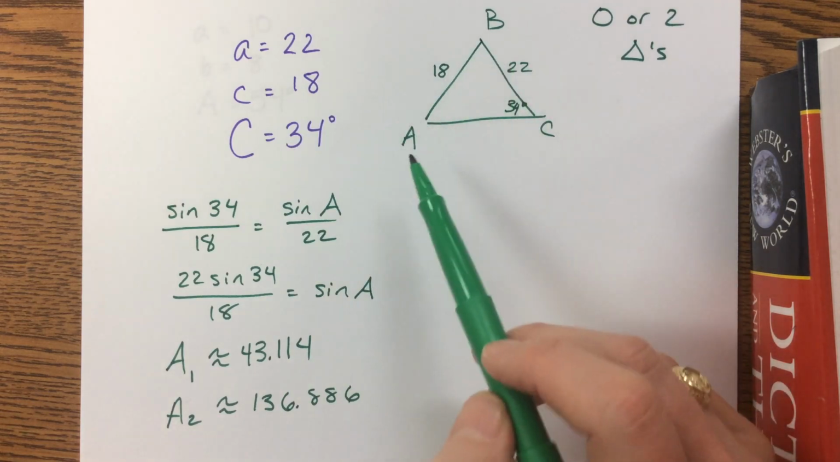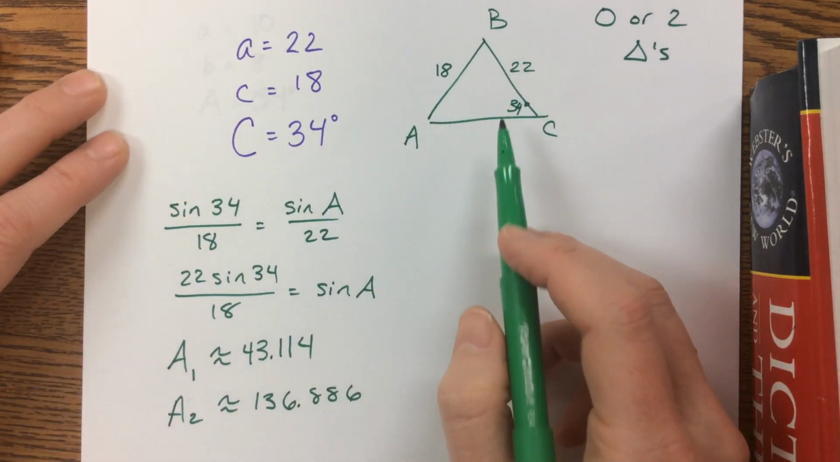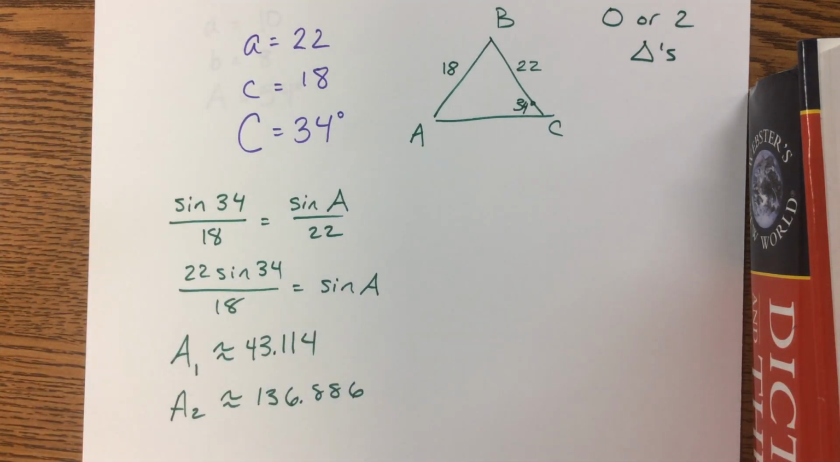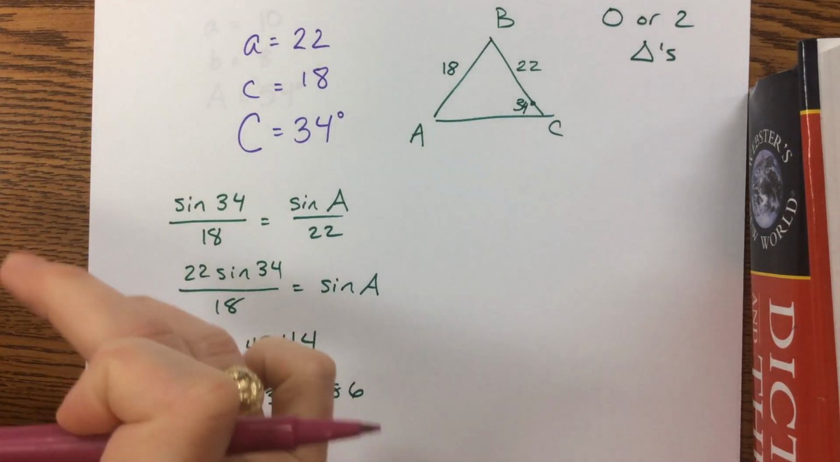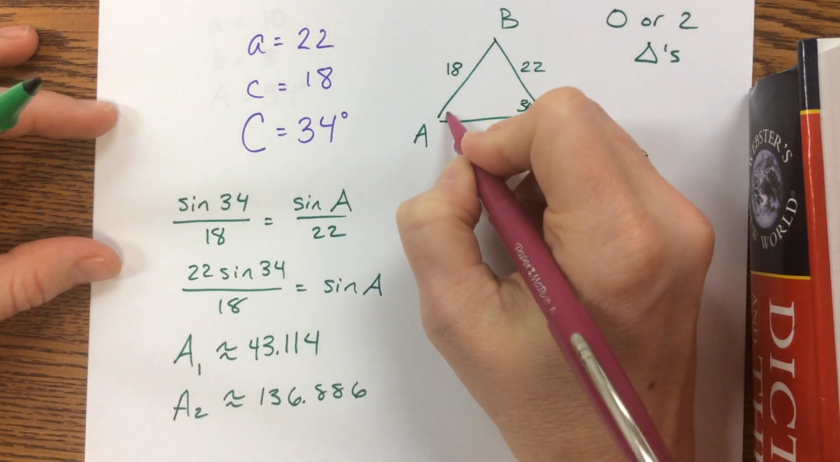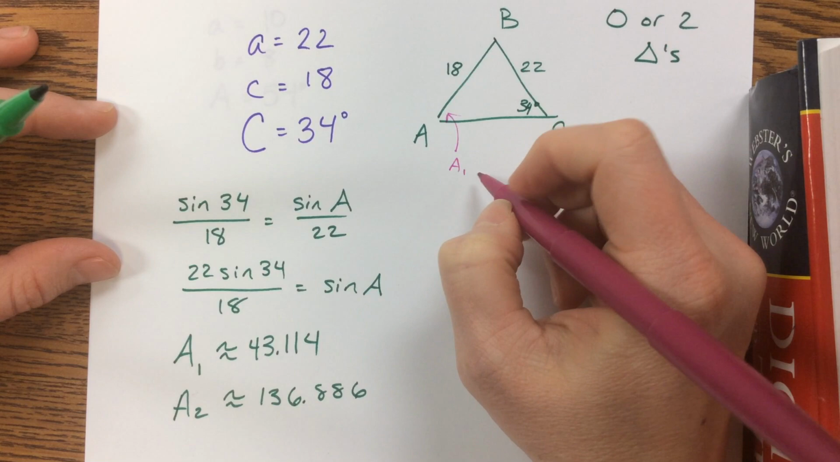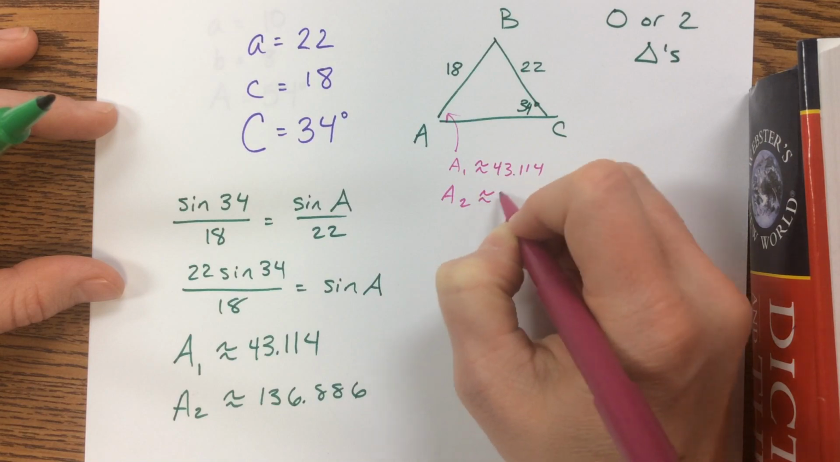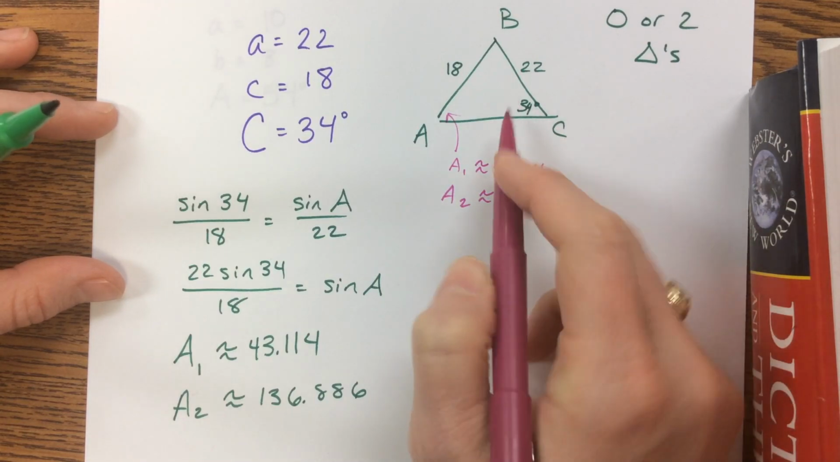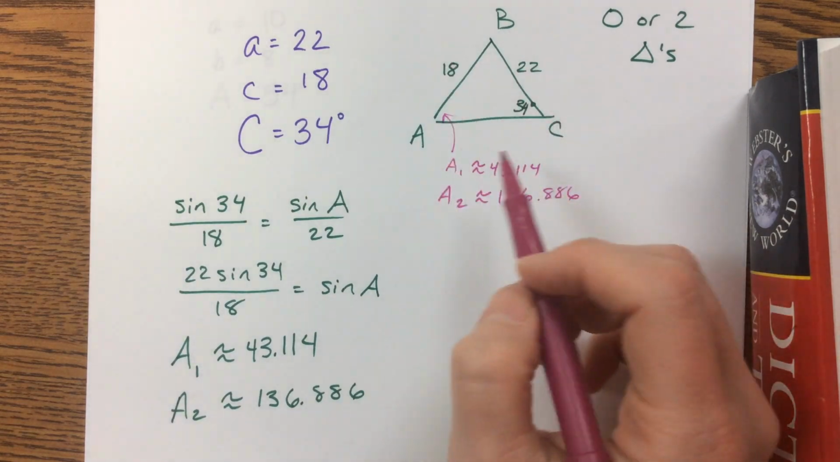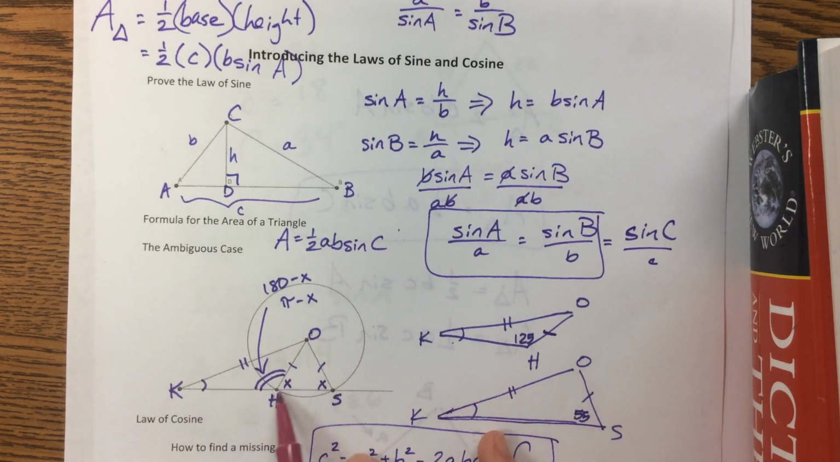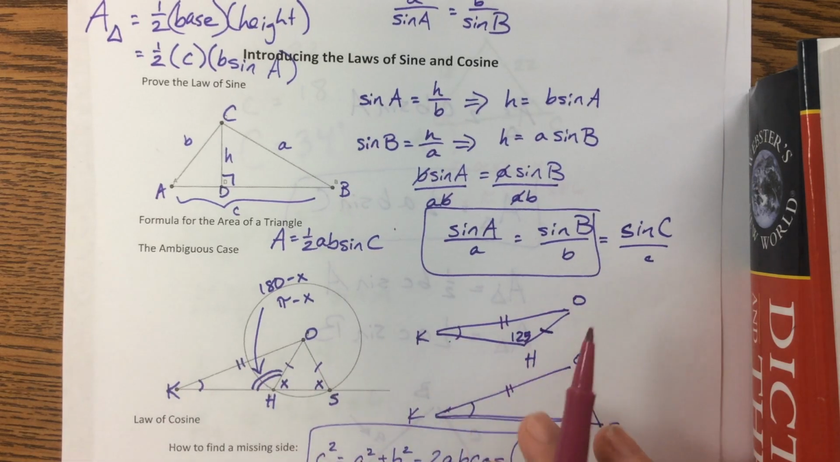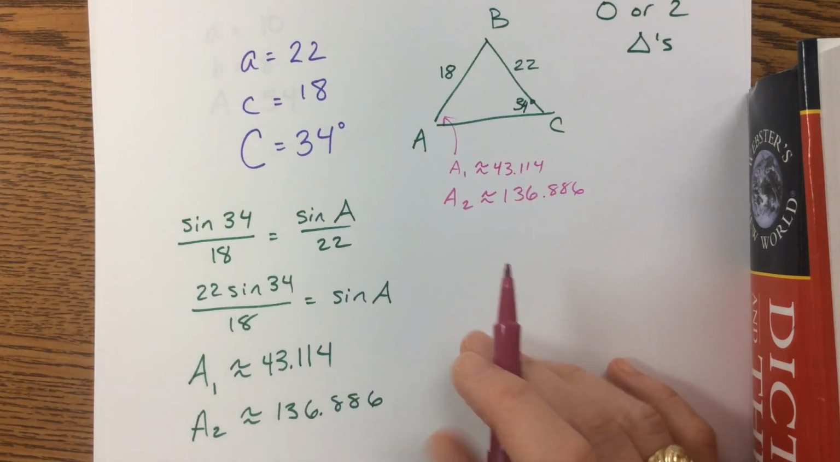When they tell us to solve the triangle, it means we've got 3 sides and 3 angles, and they want you to find everything. So we have now found another angle. Angle A, A1, we said was 43.114, or it could be 136.886. Now, notice this isn't drawn to scale. That looks like an equilateral triangle. But if you remember from the previous video, we either have an obtuse angle here, or we have the acute angle.